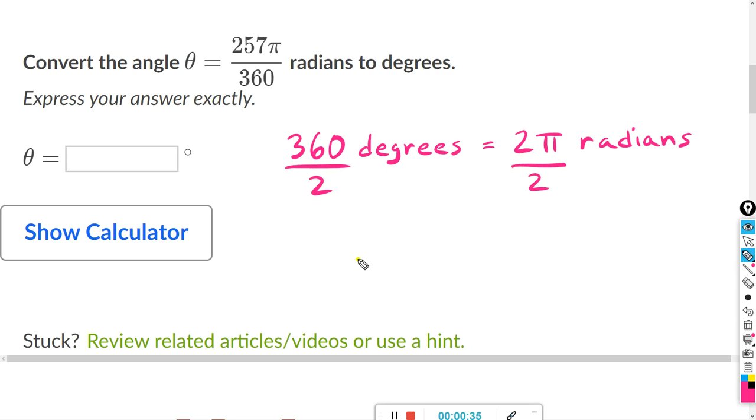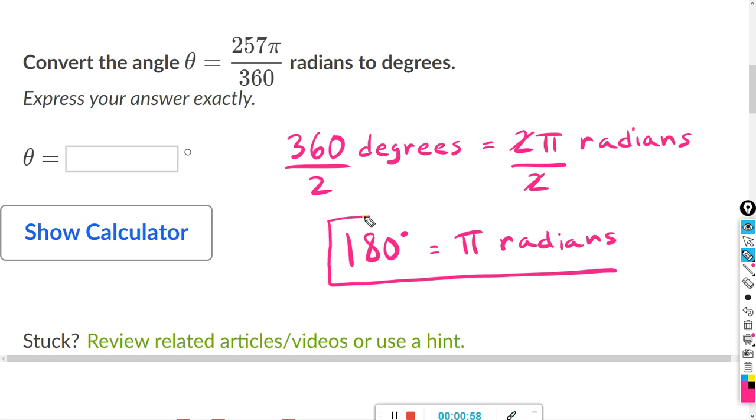And of course 360 divided by 2 is 180, and that's in degrees. And 2 over 2 cancels, and we're left with pi, and that's in radians. So that's the conversion factor we're going to be using: 180 degrees equals pi radians.